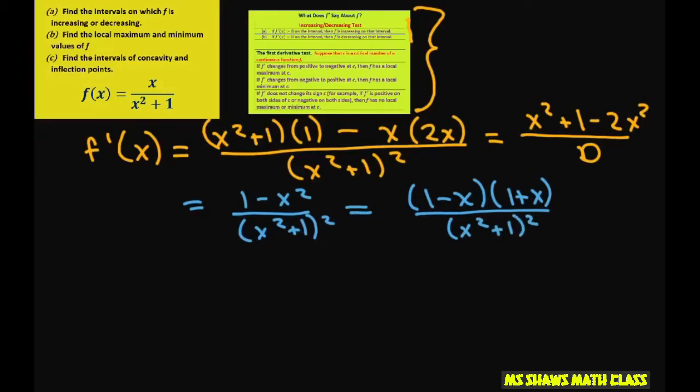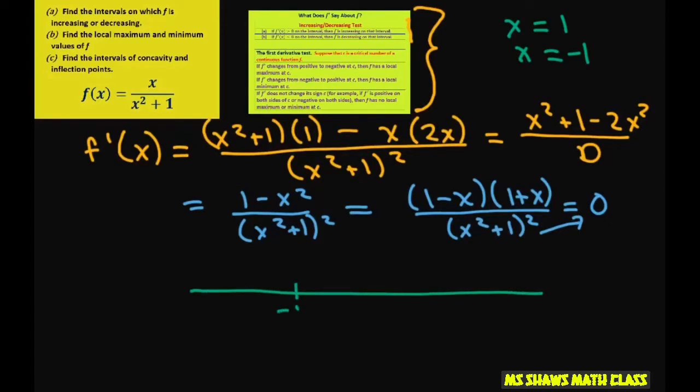All right, and then we set that to 0. To cross multiply, the denominator goes away. So our critical values are x equals 1, x equals negative 1. Therefore, our intervals are going to be like this.